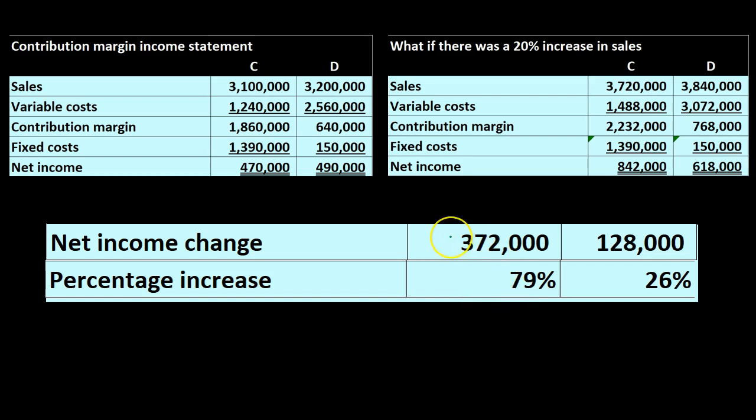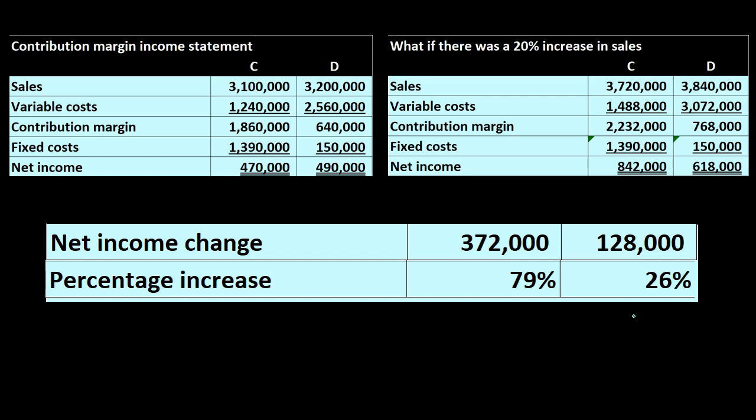We can see the dollar amount being very different with a 20% increase, much bigger dollar amount change in C than D. And even if we didn't have the same dollar amounts, but the same relationship between the data, between variable costs, fixed costs, contribution margin, net income, we can still do a comparison and use this percentage change and say, wow, a 20% increase in sales results in a 79% increase for company C and only a 26% increase in D. Why? Because of that big difference in the distribution between variable costs, fixed costs.